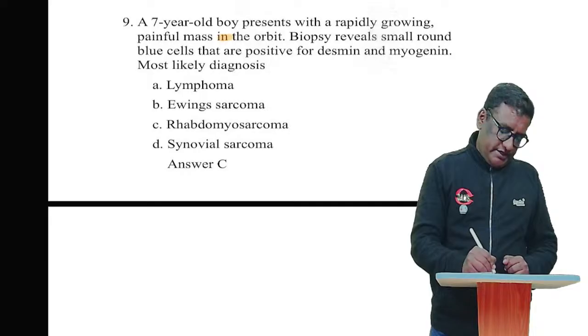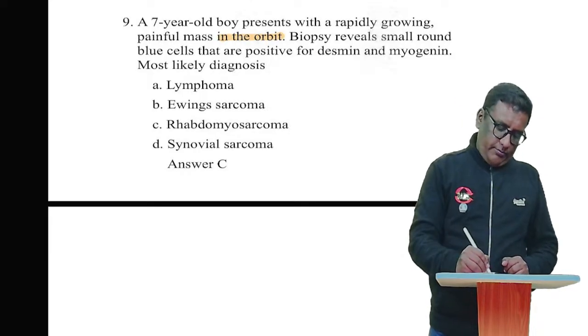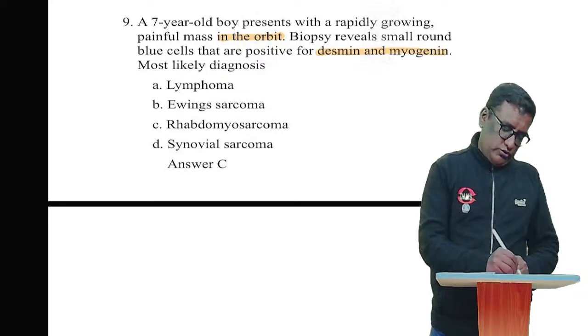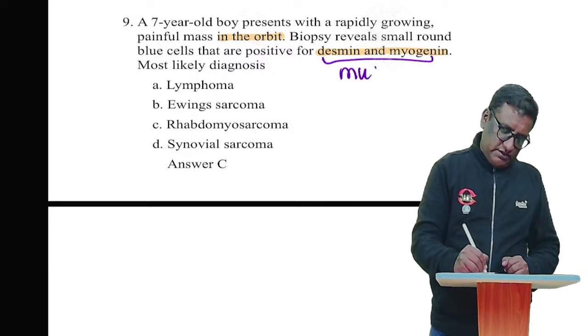Orbital tumor is there. Painful mass in the orbit. Biopsy reveals small round blue cells that are positive for desmin and myogenin. So the moment they say they are positive for desmin and myogenin, these are markers of muscle.